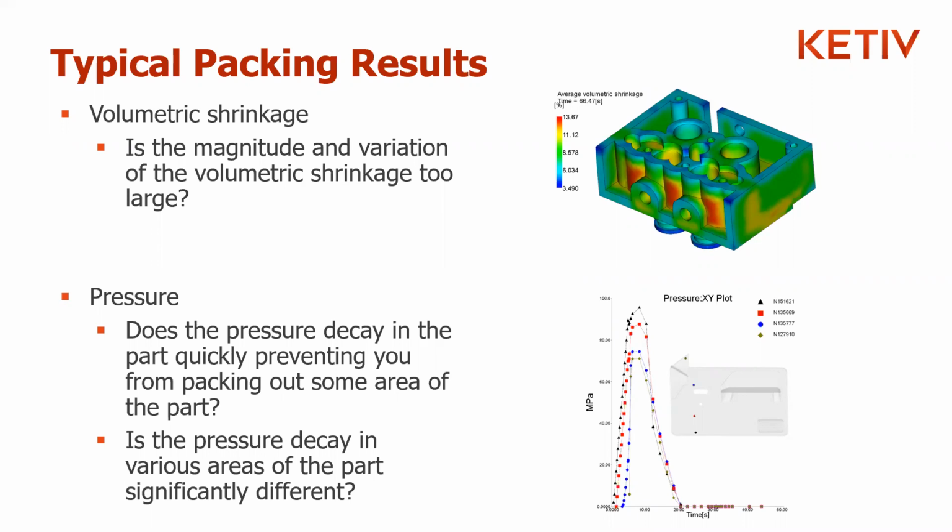One of the biggest things for packing is the pressure. The biggest quantity that controls packing is the pressure. So the pressure plot will let us understand what that pressure decay looks like. If that is too fast, if it's too quick, then certain areas are likely to be not packed fully.